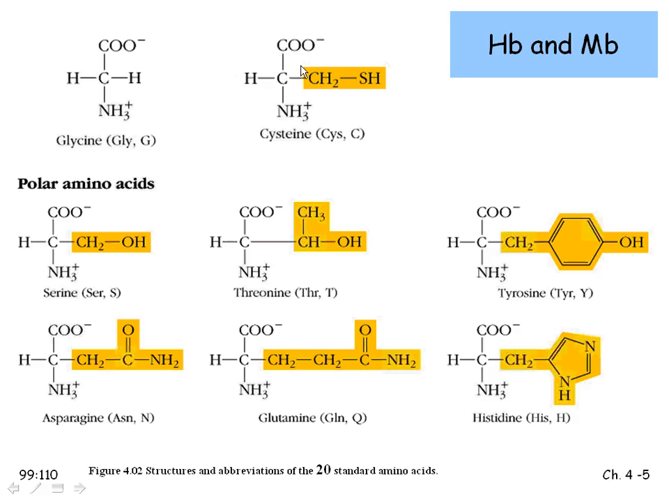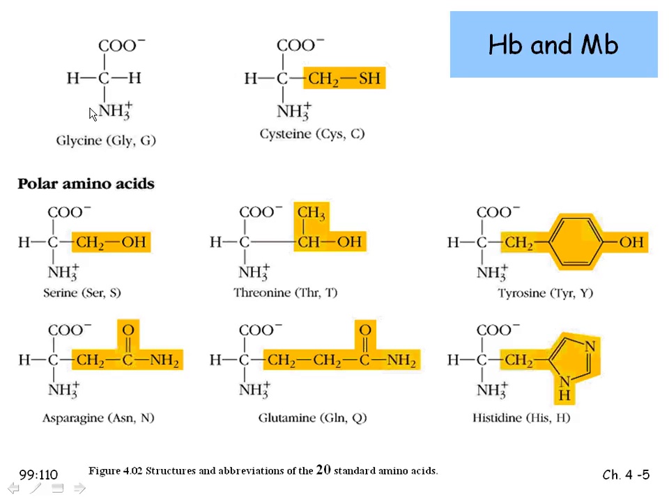Here's cysteine. This is a methyl group here, so this would be alanine by itself with a sulfhydryl. Now it's a sulfhydryl, which is the sulfur analog of an alcohol, and the hydrogen is a bit separated from the sulfur, so it's a bit polar.